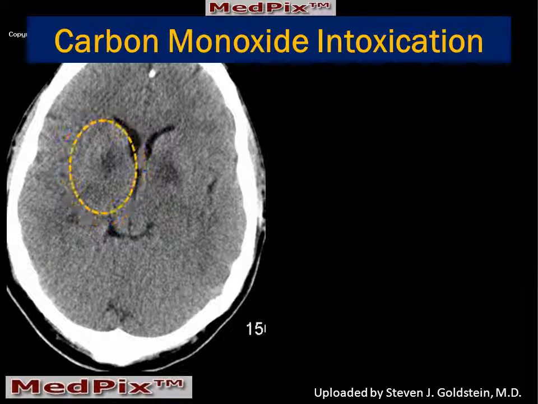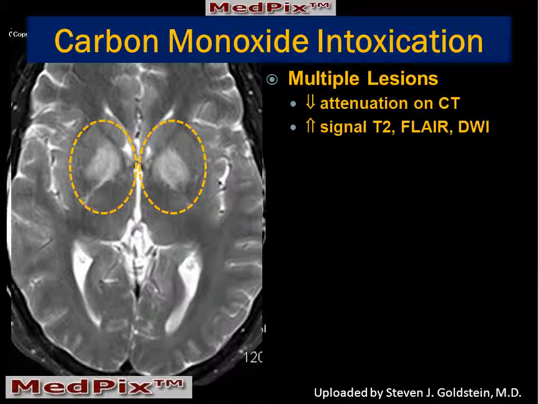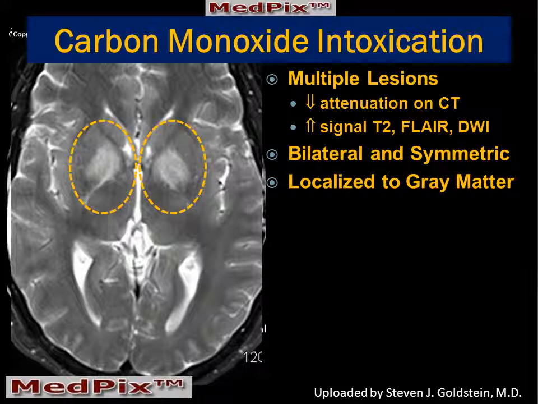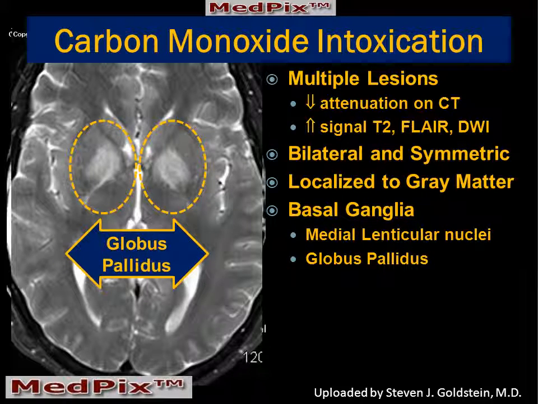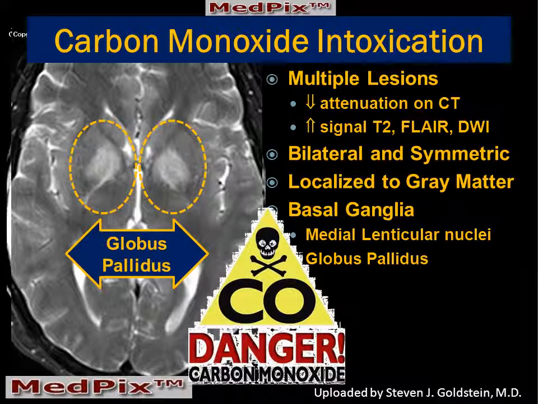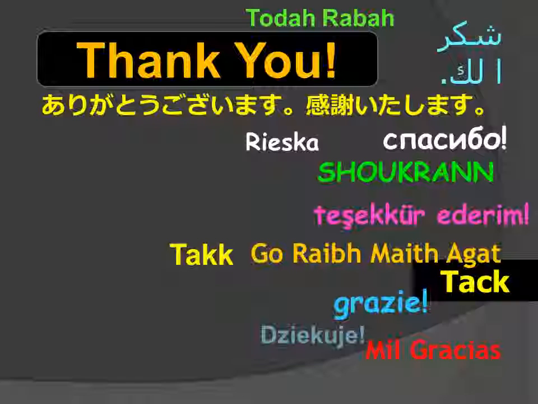So in summary, our patient had carbon monoxide intoxication, demonstrating the classic lesions involving the medial portion of the lenticular nucleus that are bilateral and symmetric. And this is the pattern we expect to see with carbon monoxide intoxication. Carbon monoxide is a tasteless, odorless gas that can be produced by a variety of equipment, including using a generator inside during a power failure.